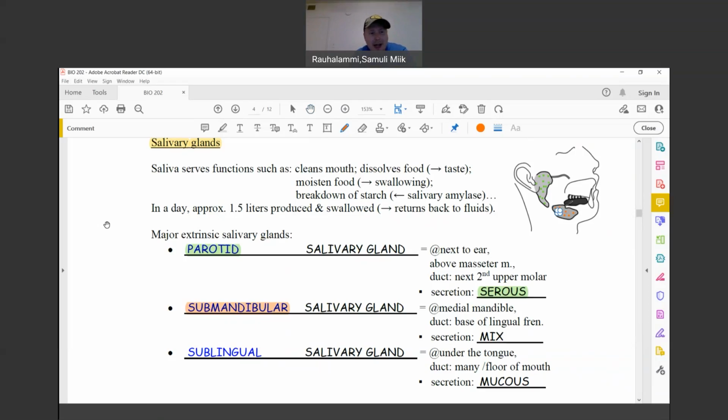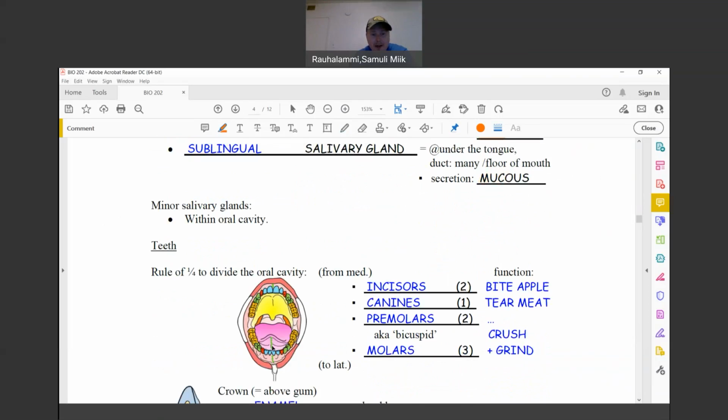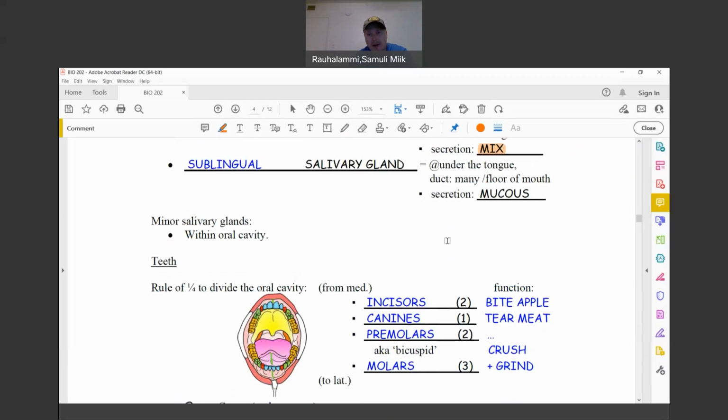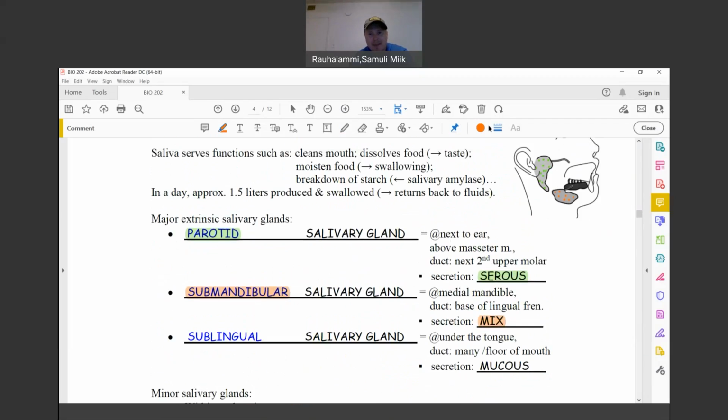This salivary gland, the submandibular salivary gland, secretes a mixture of watery and mucus secretion and has an opening for each side of the base of the lingual frenulum. So you remember this connective tissue underneath the tongue that we saw earlier on. So there's an opening on both sides there.